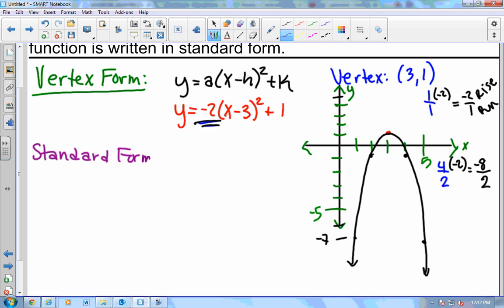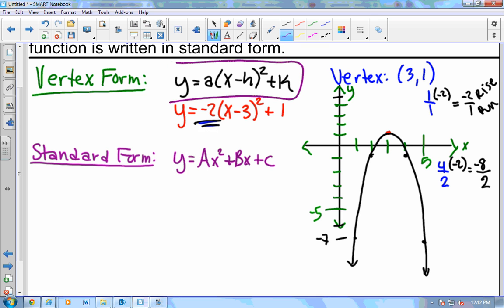Standard form is useful in different situations, but it's not as convenient to see the vertex. Standard form is the form y equals ax squared plus bx plus c. So this one in black was vertex form. This one in purple is standard form. Y equals ax squared plus bx plus c. A, B, and C are just going to be numbers.